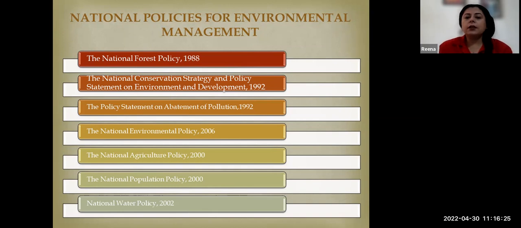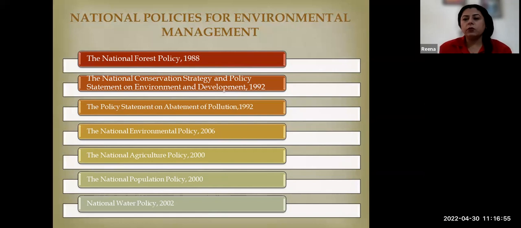So again, there are sectoral policies for the agriculture sector, for population, for the Department of Human Development and Population Control. Then the National Water Policy is there for the water resources department, national water resources and groundwater resources department. So basically we have four policies which are for environment at large: National Forest Policy, National Conservation Strategy.